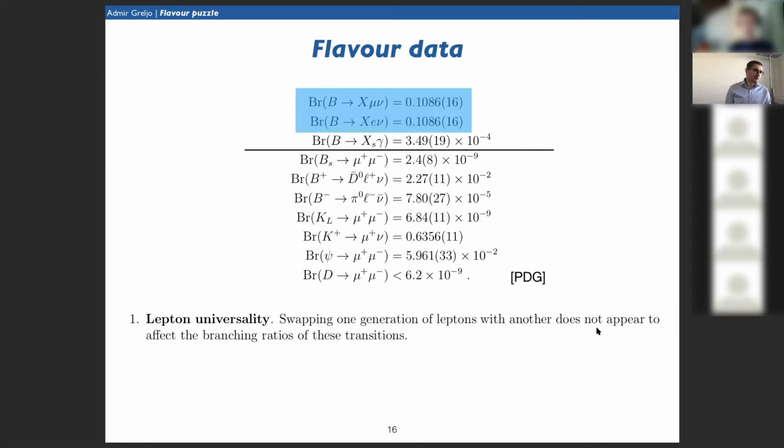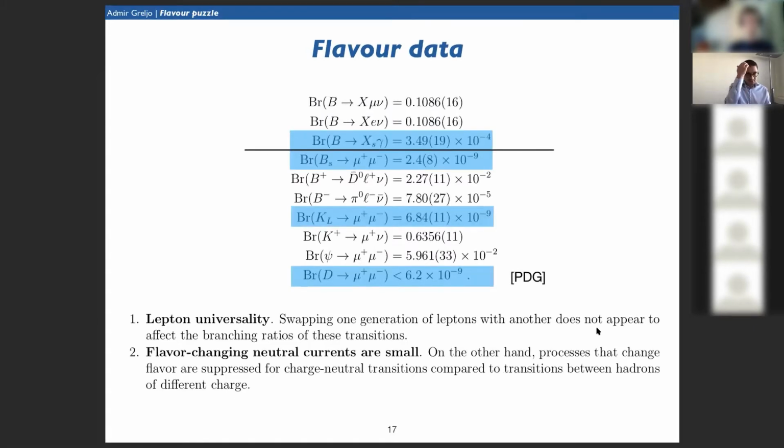For example, there is lepton universality. In particular, if you look at the first 2 transitions, you would see that the rate going to muons versus electrons is the same, appears to be the same. So changing leptons doesn't make a difference.